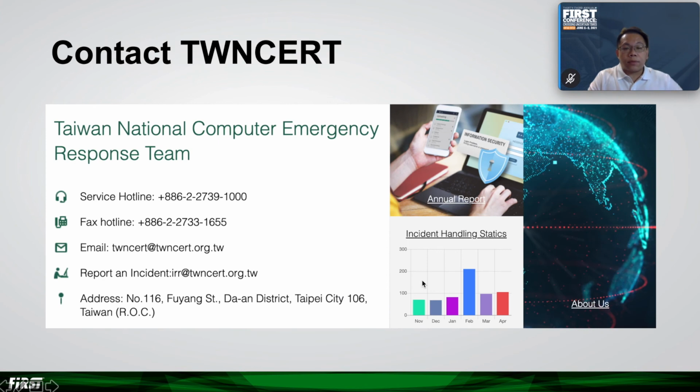And the last but not least takeaway is the contact information of TWN CERT. We look for collaboration in many ways, and we can handle most of the cybersecurity incidents in Taiwan. Sharing and collaboration is the key to defending cybersecurity. Thank you for your time and attention.